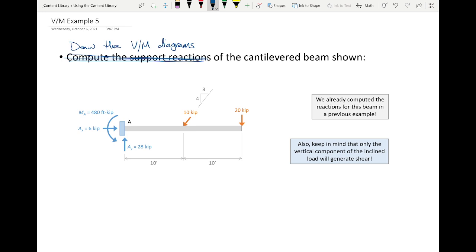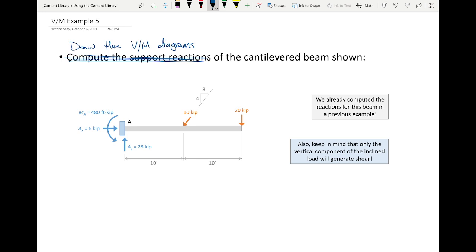We're drawing the shear and moment diagrams for this beam. Now, I kind of like this problem for concentrated moments because there's a little riddle thrown in here, and I want to see if you're paying attention. We did this problem before. There's not just a concentrated moment, but also an inclined load on this problem, this little 10 kips. We're going to talk about that in a bit.